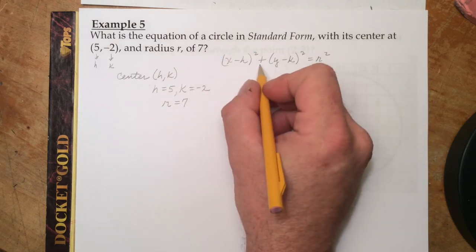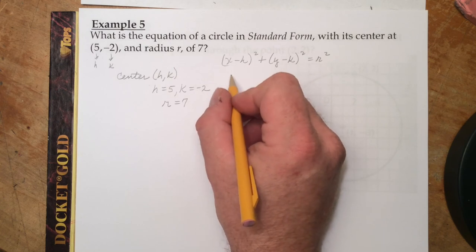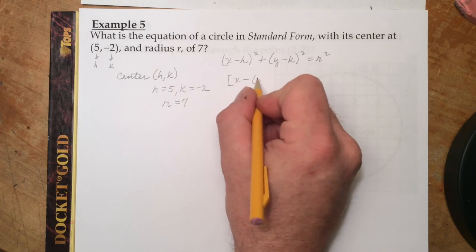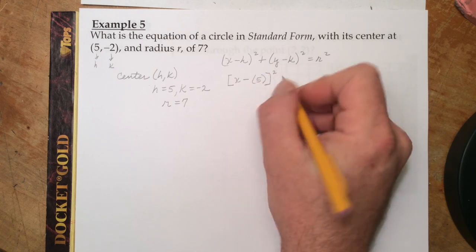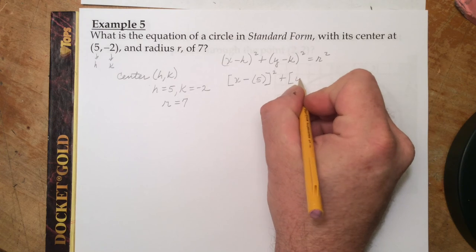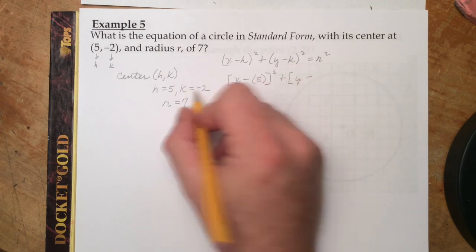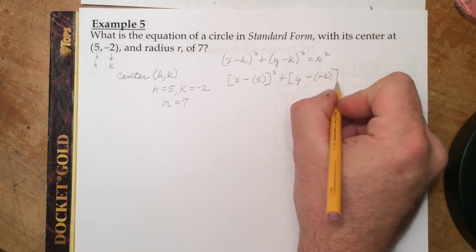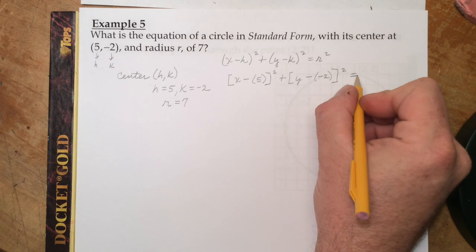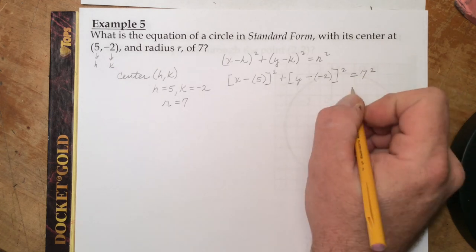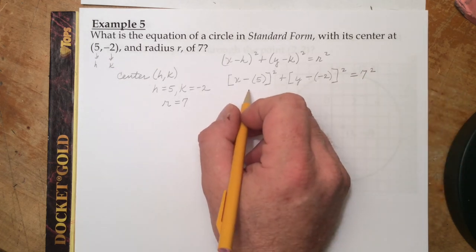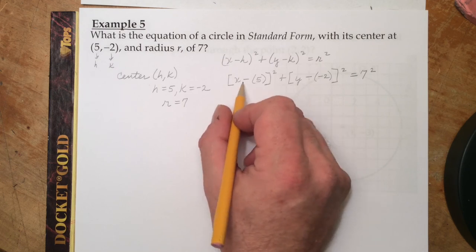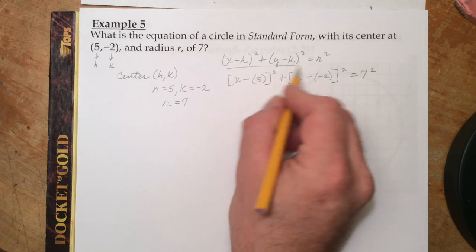So we take this equation and very carefully substitute in. We have x minus h, which is 5, squared, plus y minus, and now k is negative 2, minus negative 2 squared, equals r, which is 7 squared. At this point, we start simplifying as much as we possibly can. Now, we're not going to multiply these binomials together. We'll just leave them in this form right here.